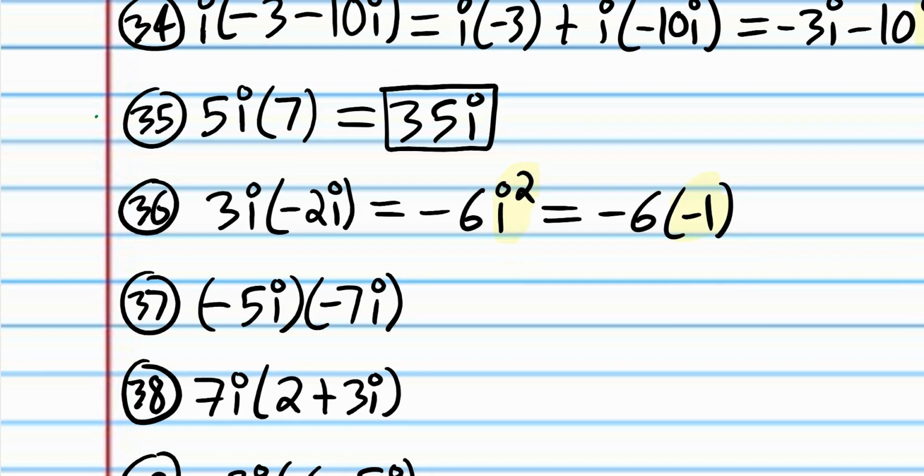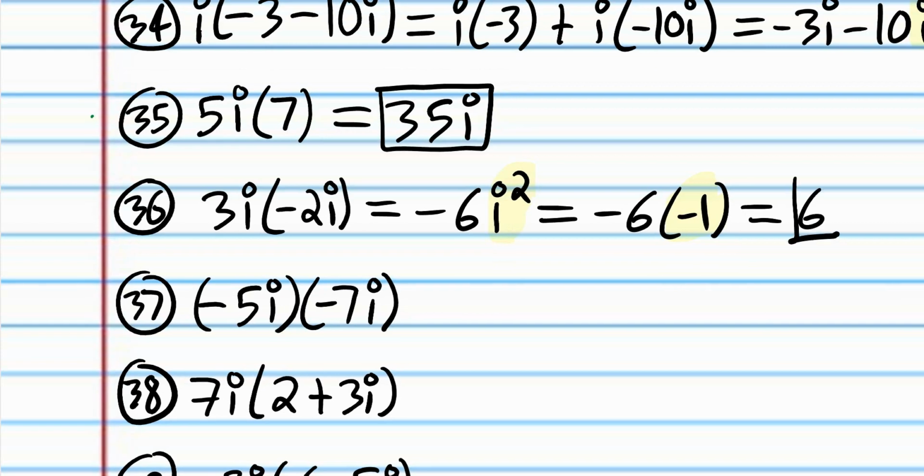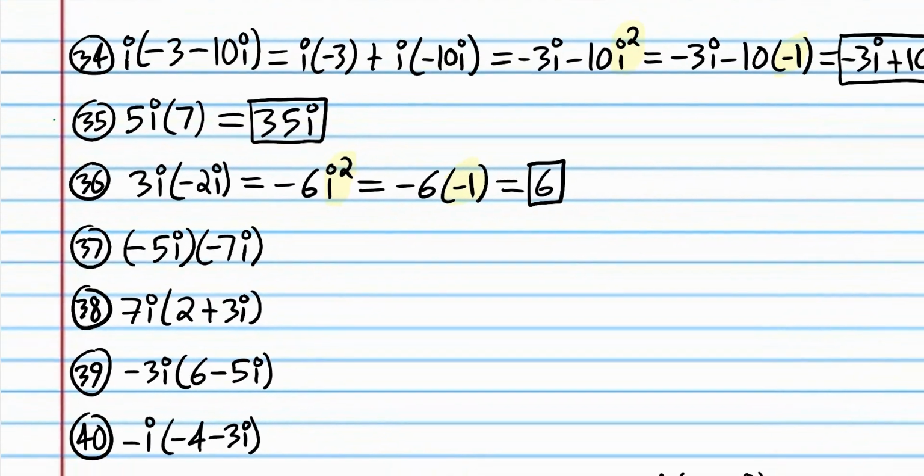So negative 6 times negative 1 is positive 6. If you got positive 6, good job. All right, try number 37, and when you come back, we'll do it together.